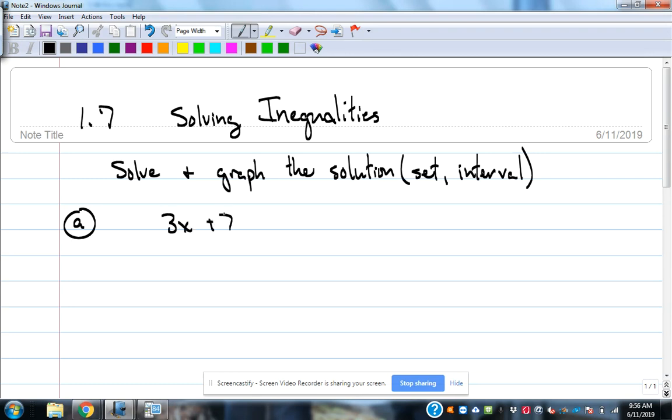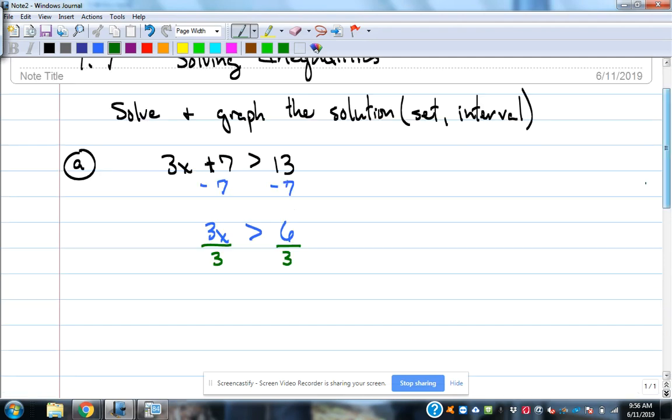3x plus 7 is greater than 13. So all we're asked to do is solve this, and then we're going to write the answers in all three forms. All we've got to do is get x by itself. So real easy stuff here. Let's get rid of the 7 by subtraction. 3x is greater than 6, divided by 3. X is greater than 2.